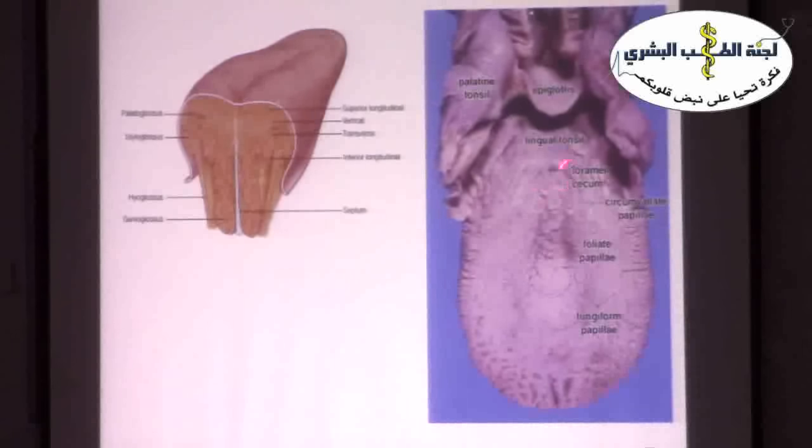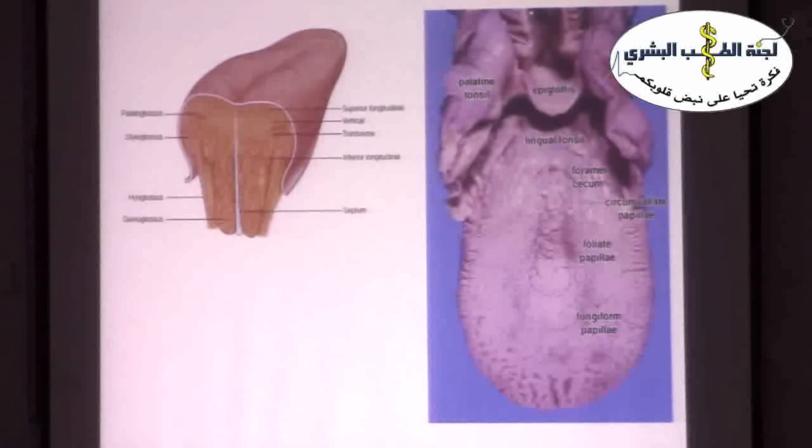This foramen cecum represents something embryologically. It represents the superior remnant of the thyroglossal duct. Okay? What is the thyroglossal duct? Thyroid gland. Glossal, Greek for tongue. The thyroglossal duct is the duct that connects the tongue in the mouth with the thyroid gland in the root of the neck.